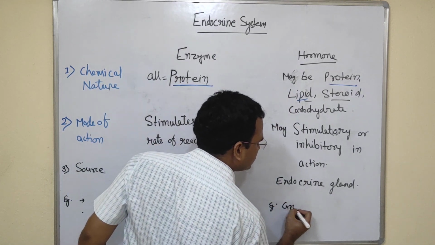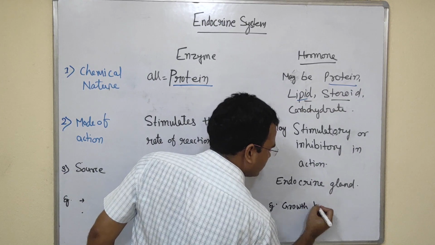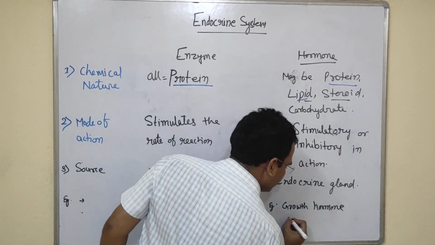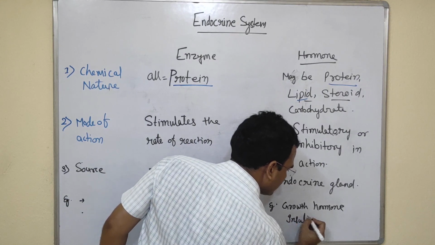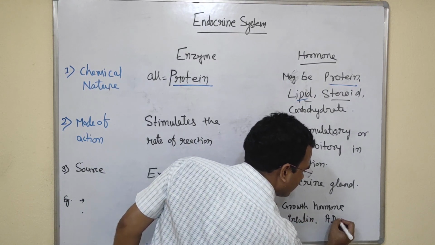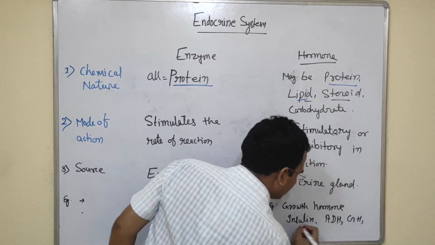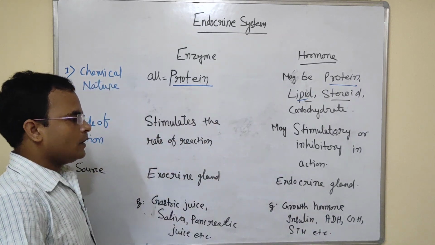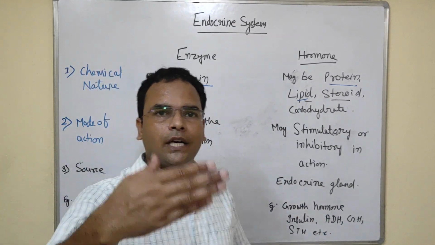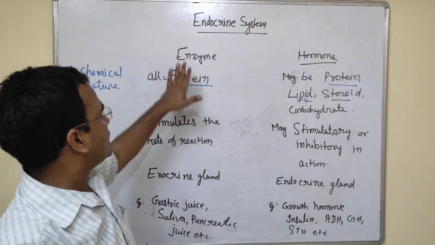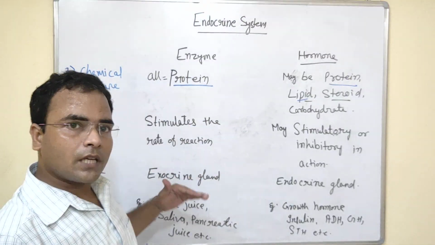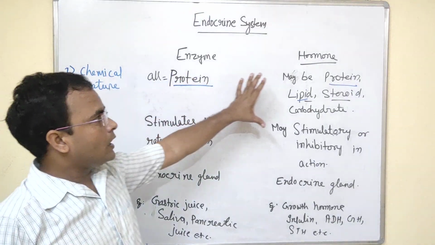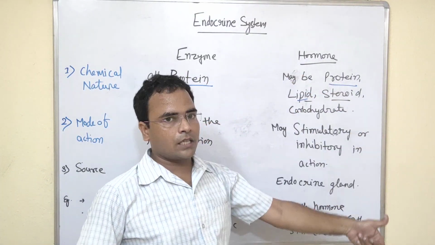Examples of hormones from endocrine glands are growth hormone, insulin, ADH (antidiuretic hormone), somatotropic hormone, etc. So many hormones are there. Hormones may be stimulatory as well as inhibitory in nature, but enzymes are always stimulatory. Enzymes are chemically made up of protein. Hormones may be made up of protein, lipid or steroids.